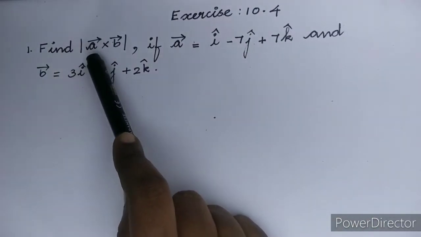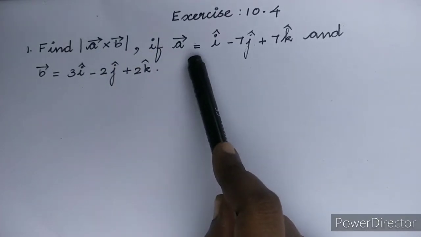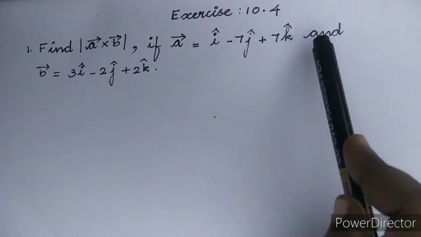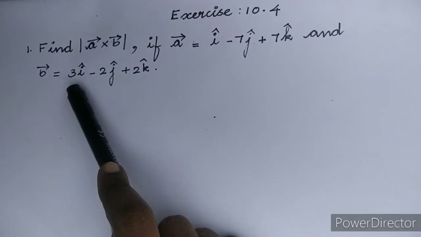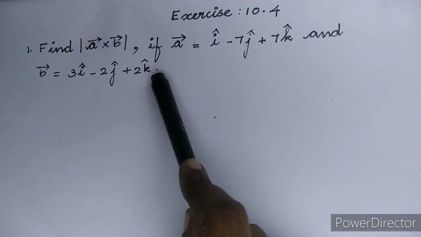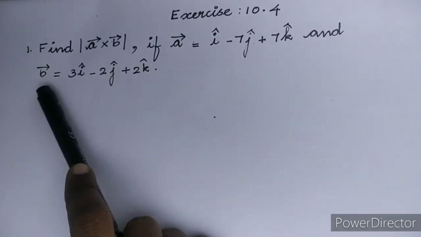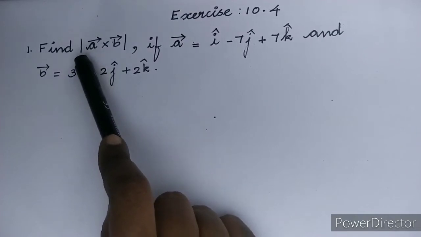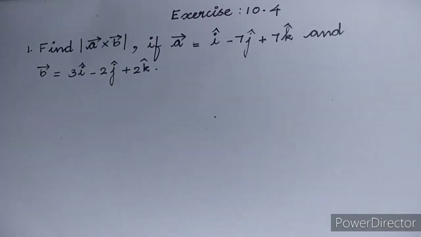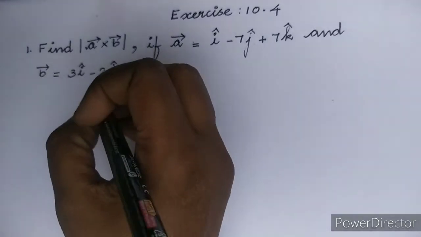Find magnitude of A vector cross B vector, if A vector is equal to i cap minus 7j cap plus 7k cap and B vector is equal to 3i cap minus 2j cap plus 2k cap. Here in this question we are given with A vector and B vector and we are asked to find magnitude of A vector cross B vector. First we will write what is given from the question, that is A vector and B vector.